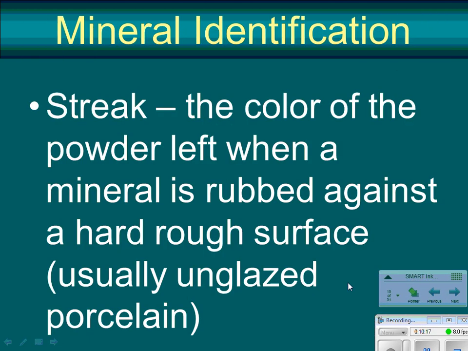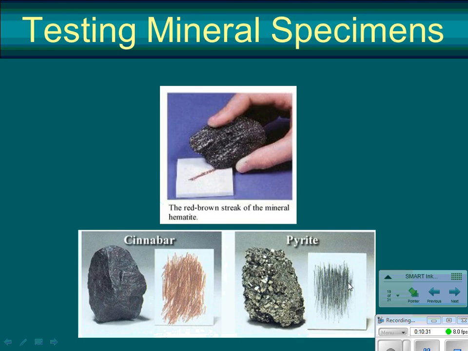Streak. The color of the powder left when a mineral is rubbed against a hard, rough surface, usually unglazed porcelain. So if you take a piece of mineral on a piece of porcelain and you see what color gets left behind, that's the streak. So right here in these pictures, you're testing a mineral's streak. You've got a red-brown streak of the mineral hematite. This person has the hematite in their hand. They're going across this white piece of porcelain tile, and they're seeing what color it leaves behind. Some of the time, the color that it leaves behind is not the same as the color of the mineral that you see. Like pyrite right here, it looks kind of gold, but it actually will leave a black streak.